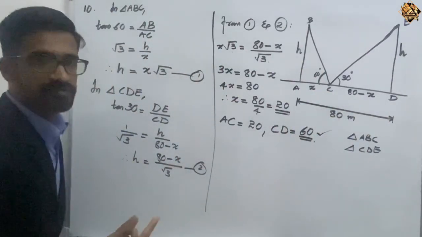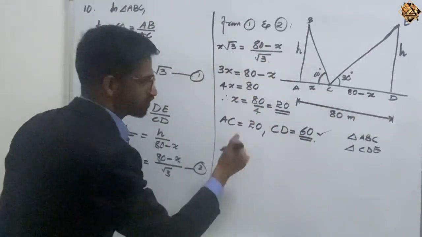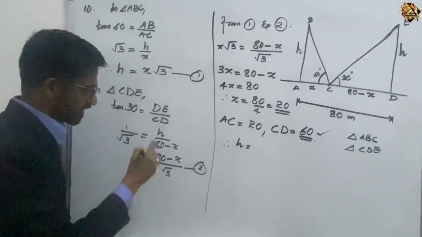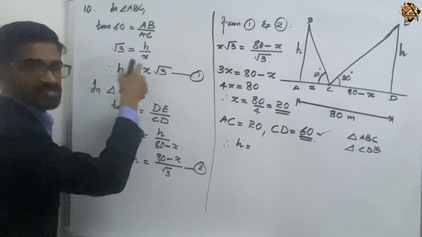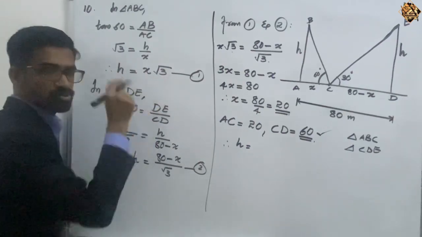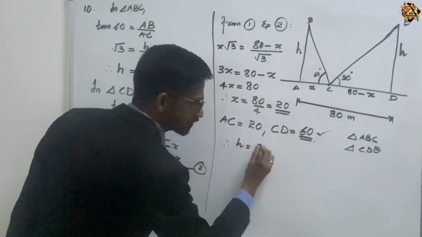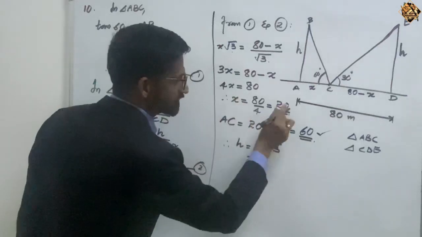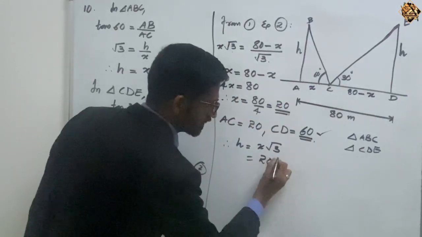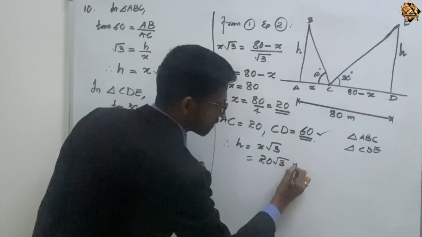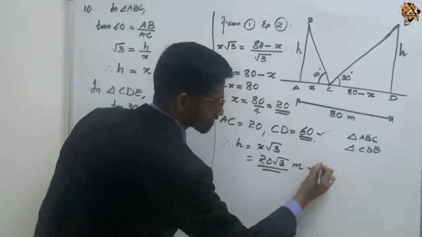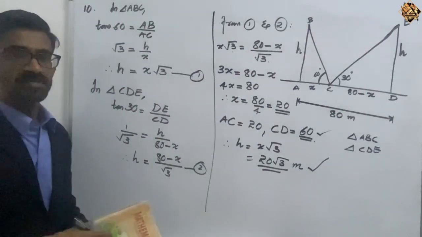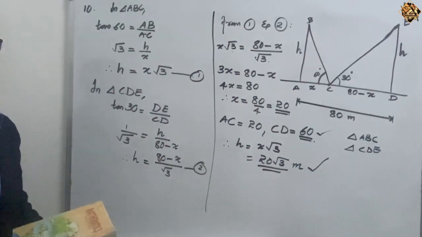Now finally we need the height of the pole. Height of the pole is what? h, isn't it? Therefore h equal to the height of the pole. We can select this equation, it is simple, isn't it? So h equal to x root 3, already it is there. Here x we already found, that is 20, isn't it? So that is 20 root 3 meter. So finally we got the height of the pole as well as the distance of the point from each pole. Hope it is clear. Take it to notebook, students.